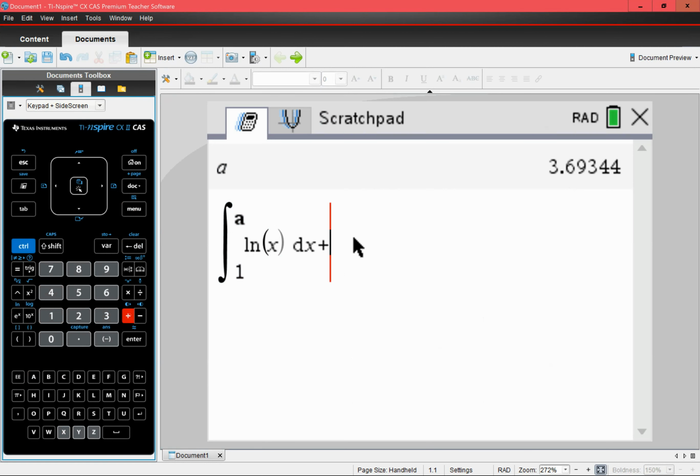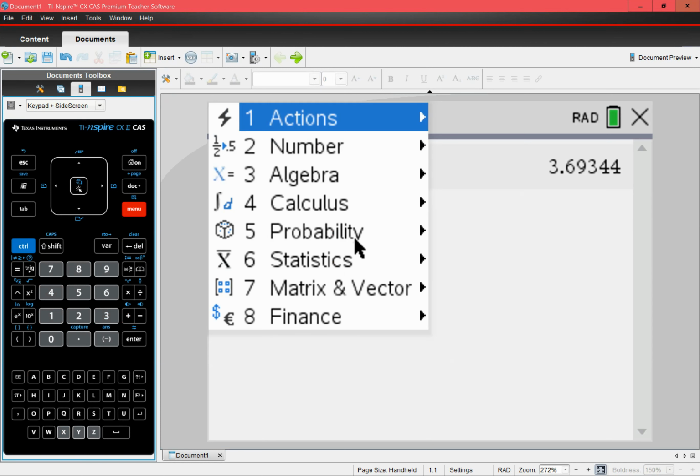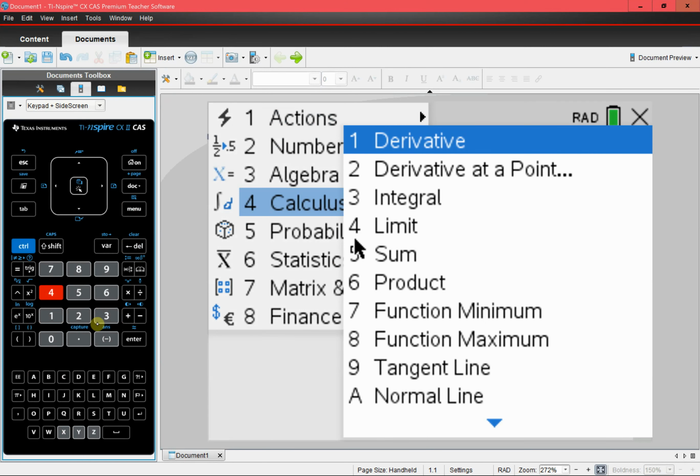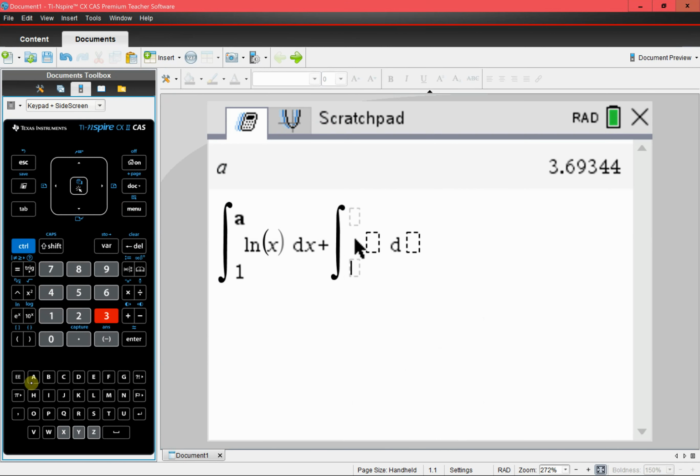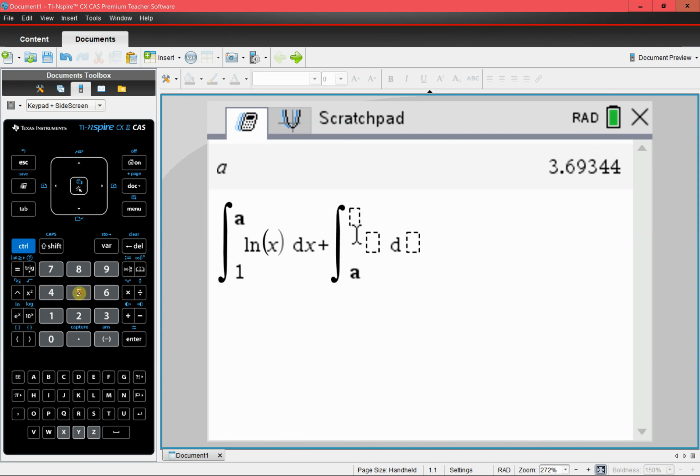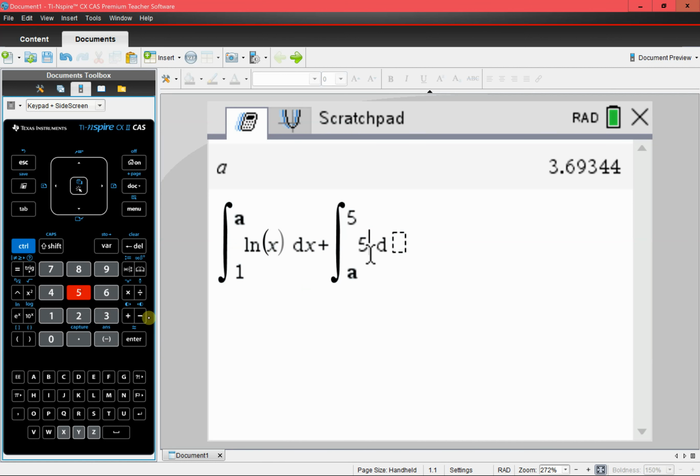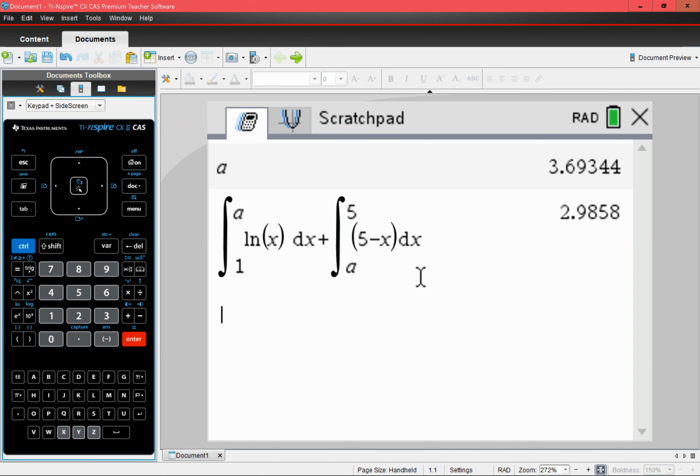And then I need to add on another integral. So menu, calculus, integral from A, and I believe it was up to 5. And then our equation was not highlighted, 5 minus x dx, and enter. There we go.